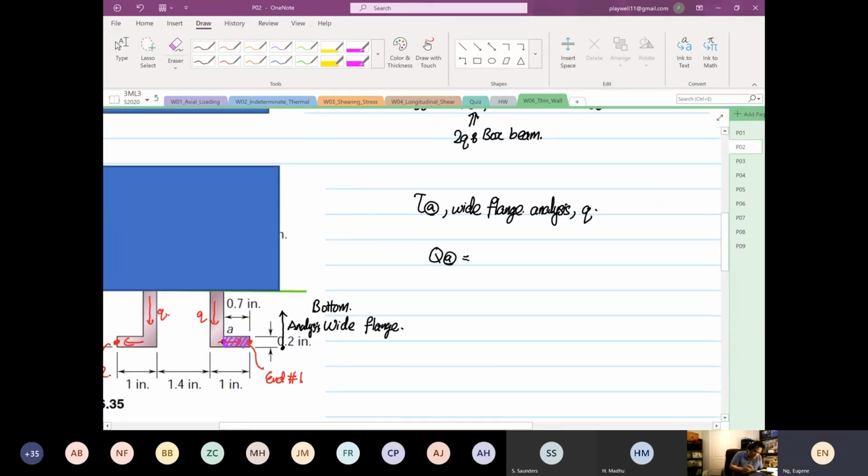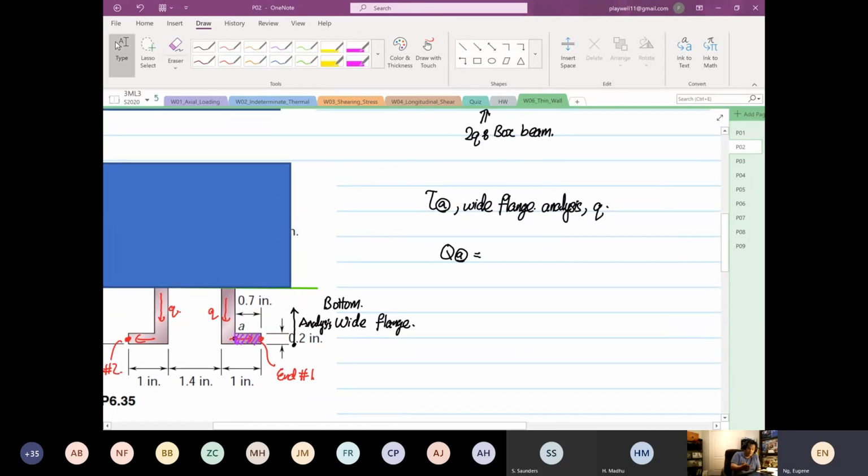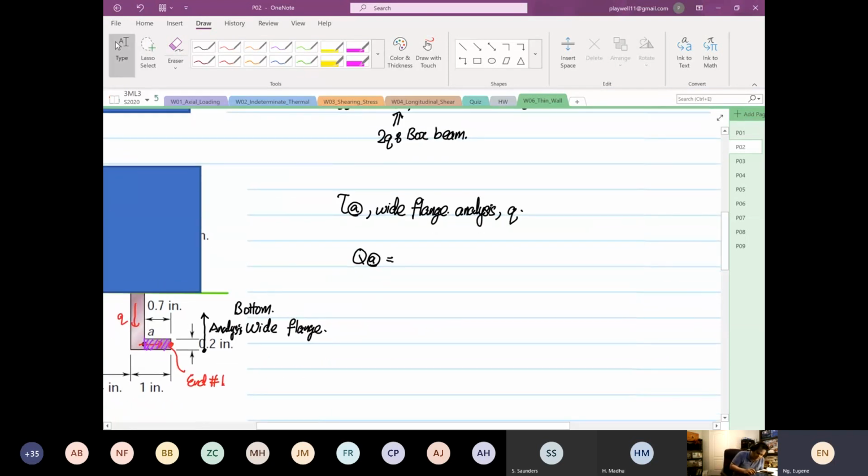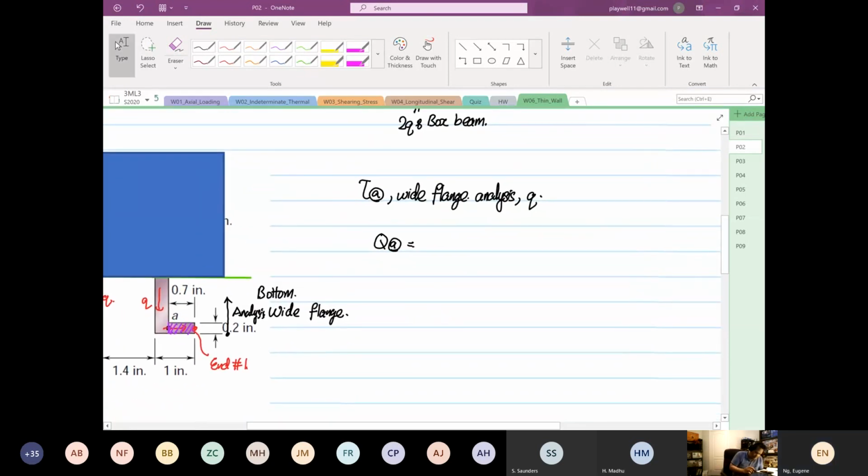Now for this case, you don't need to do left and right, yes or no, right? The end point is from here, it goes to one end point. You need to consider that area, okay? You don't need to look at end point number 2. You don't need to do that, right? So for this case, shear at point A, the width is equal to 0.7.